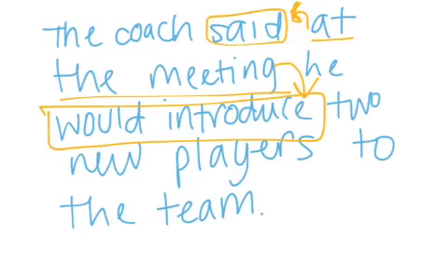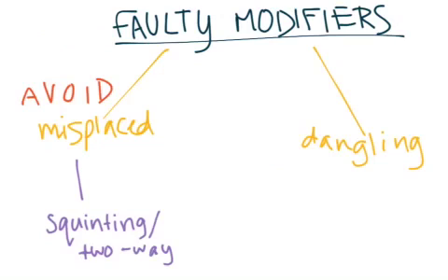Cool. Now let's move on to dangling modifiers. A dangling modifier is a modifier that does not clearly modify any word or word group in a sentence. So rule number 2, avoid using dangling modifiers. To correct dangling modifiers, add or replace words to make the meaning of the sentence clear and sensible.